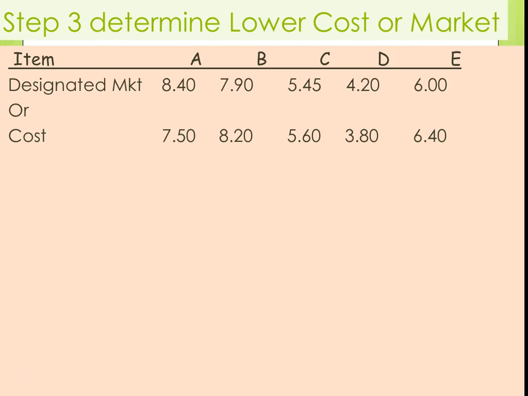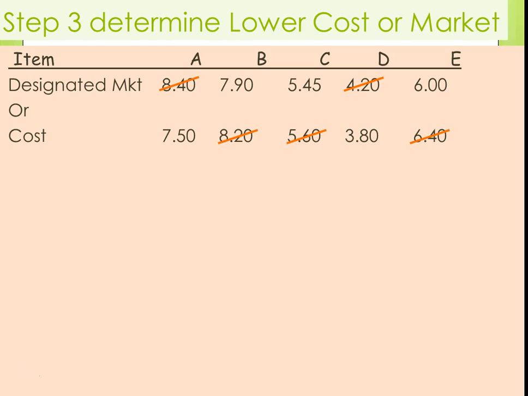All right, so we've got our designated market or cost. For the first one, we'd make no change because our designated market is higher than our cost and we don't write up inventory. For B, our cost is too high, so we'd use the $7.90. For C, our cost is too high, we'd use the $5.45. For D, our designated market is too high, so we just keep it at cost. And for E, our designated market would be the number because the cost is too high.